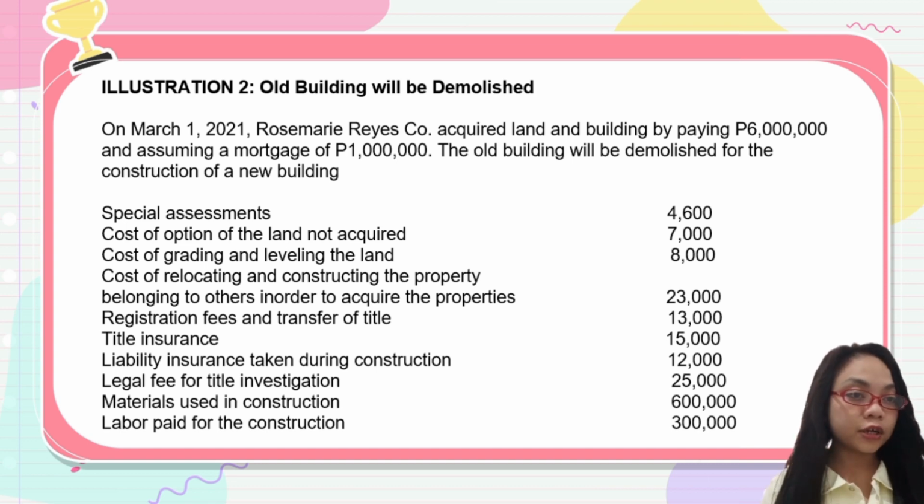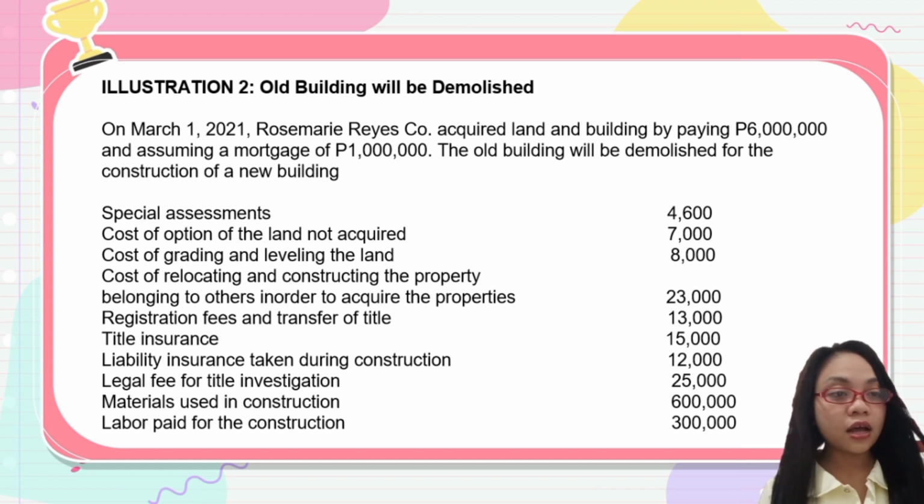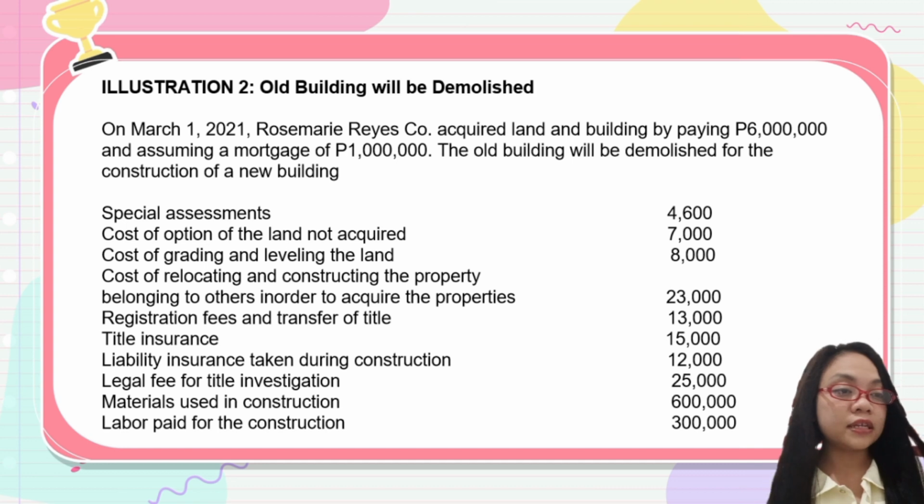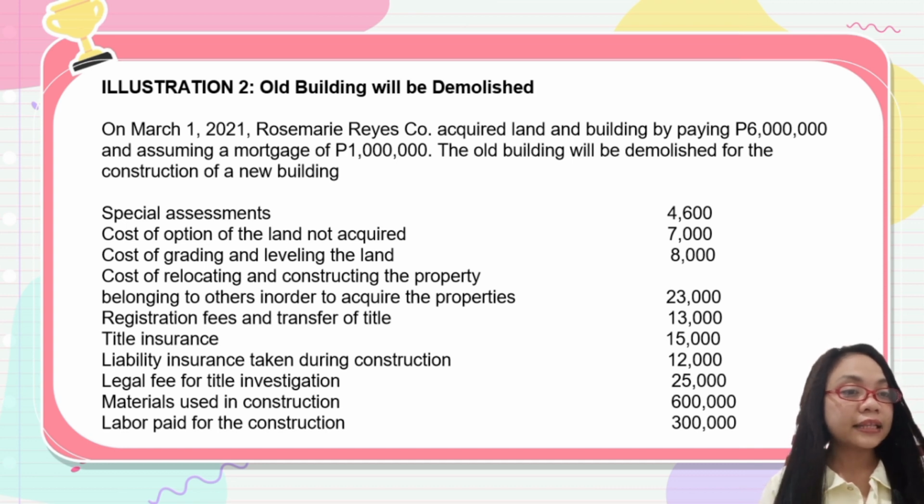So here are the costs. Special assessments, 4,600. Cost of option of the land not acquired, 7,000. Cost of grading and leveling the land, 8,000. Cost of relocating and constructing the property belonging to others in order to acquire the properties, 23,000. Registration fees and transfer of title, 13,000. Title insurance, 15,000. Liability insurance taken during construction, 12,000. Legal fee for title investigation, 25,000. Materials used in construction, 600,000. Labor paid for the construction, 300,000.